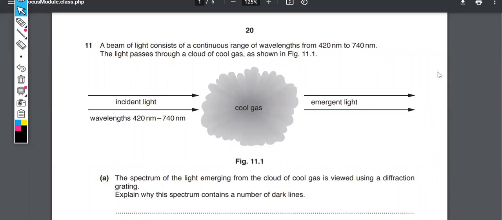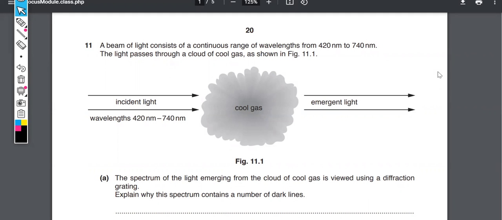In this worked example, we're taking a look at the physics of spectra. This is for astronomy. The question reads, a beam of light consists of a continuous range of wavelengths from 420 nanometers to 740 nanometers. Students of physics should recognize that as optical wavelengths, right? So this is from like purple light to red light.